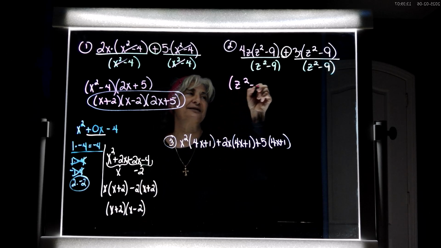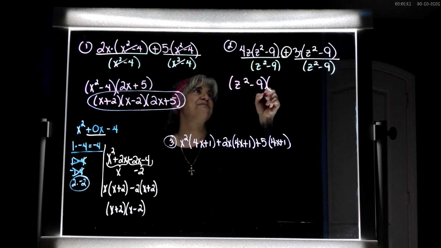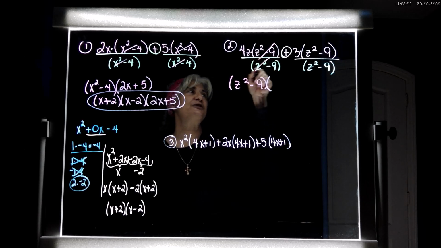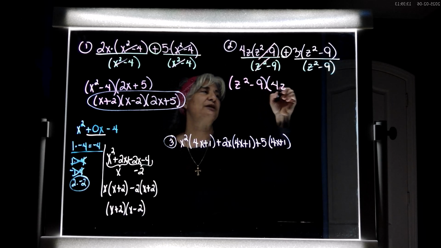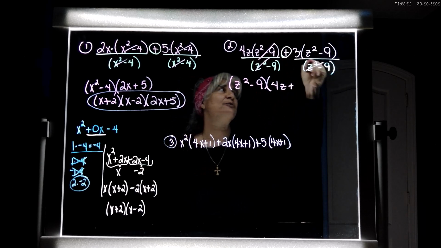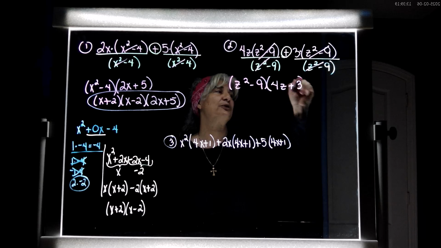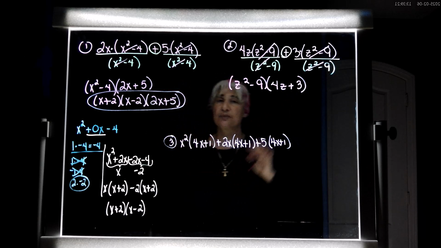You're like, it's obvious. I know, just thought I'd ask. So our first term, those cancel. You're left with 4z plus... The second term, these cancel. You're left with a 3. Wonderful. Are we done factoring?